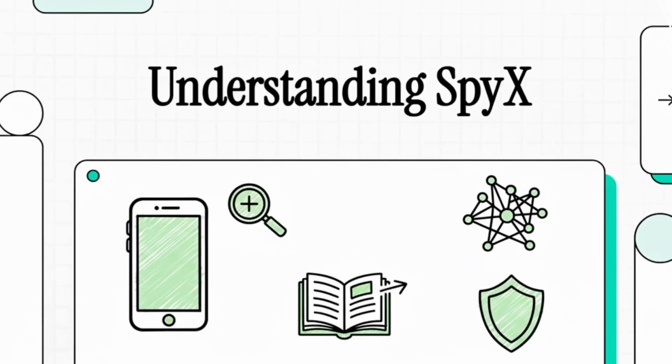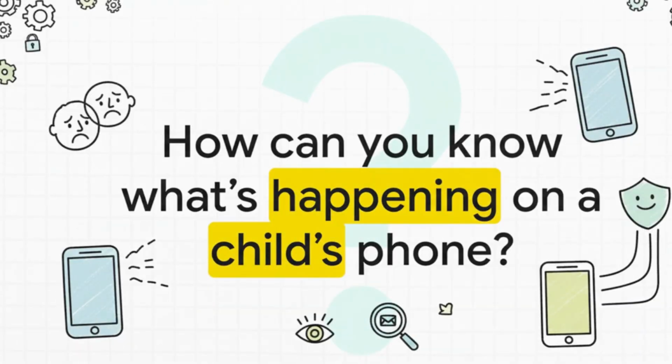All right, today we're going to pull back the curtain on a parental control app called SpyX. We're going to break down exactly what it is, what it does, and how it works, based completely on the app's own guide. This is really the central question that kicks off this whole thing. For a parent, a kid's phone can feel like a total black box. And apps like SpyX? Well, they're designed to be the key to opening that box.